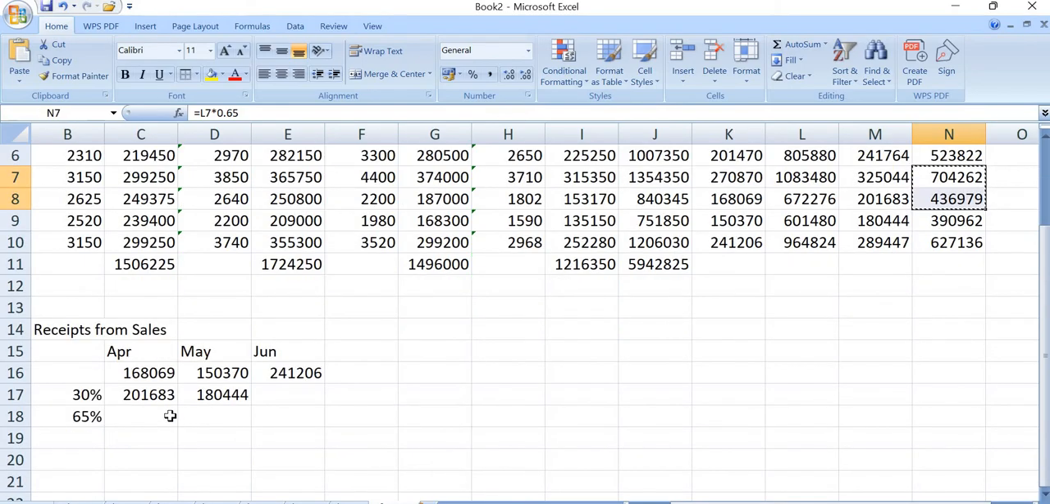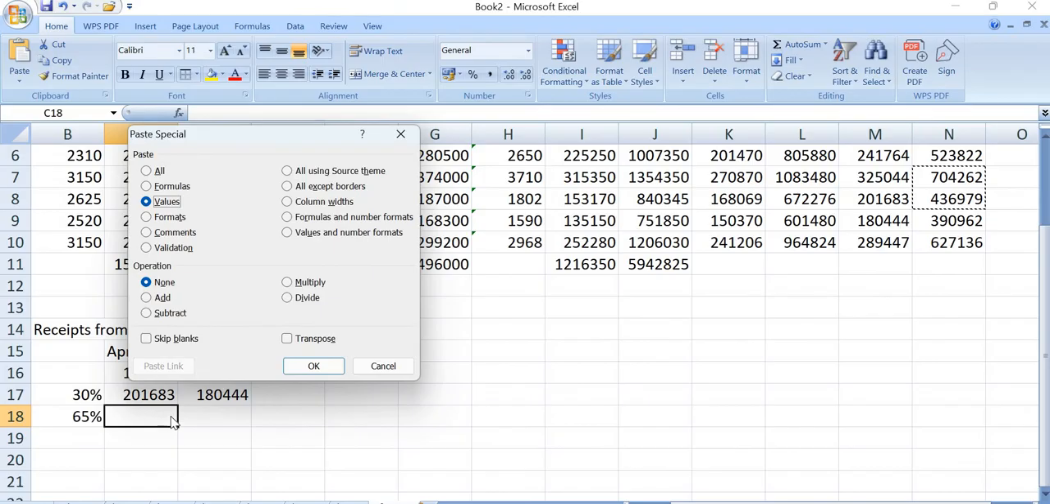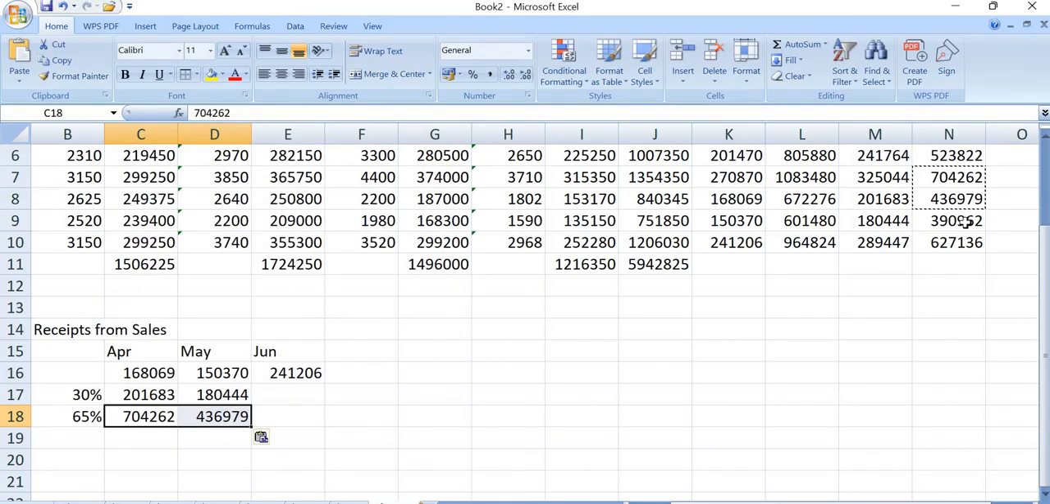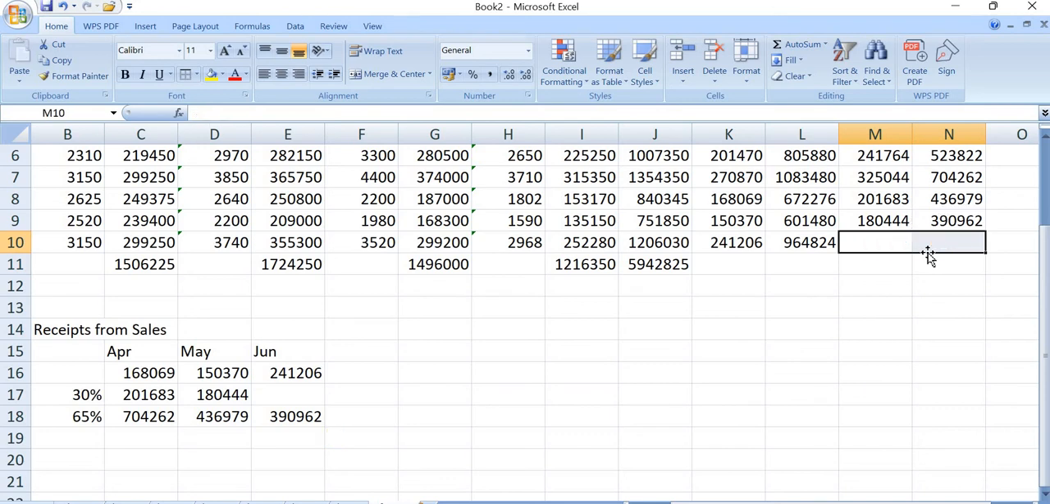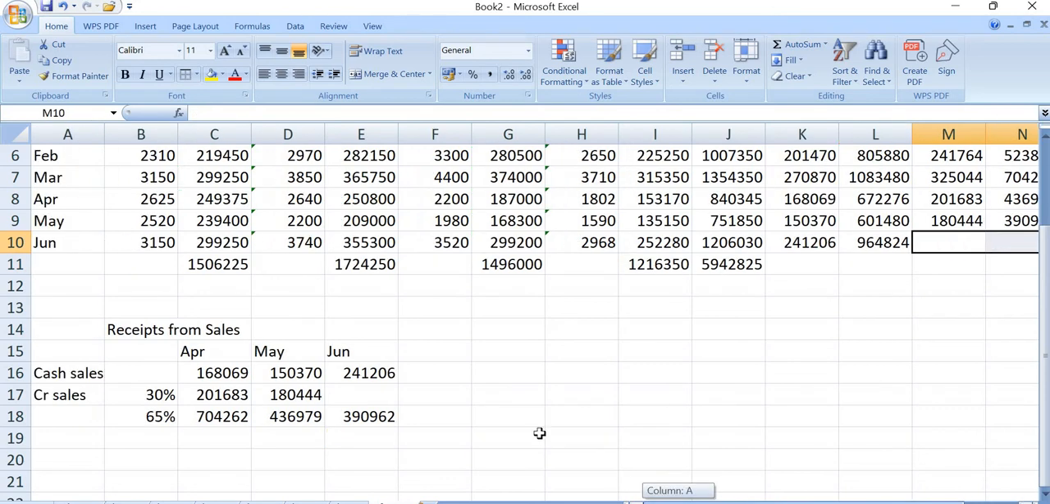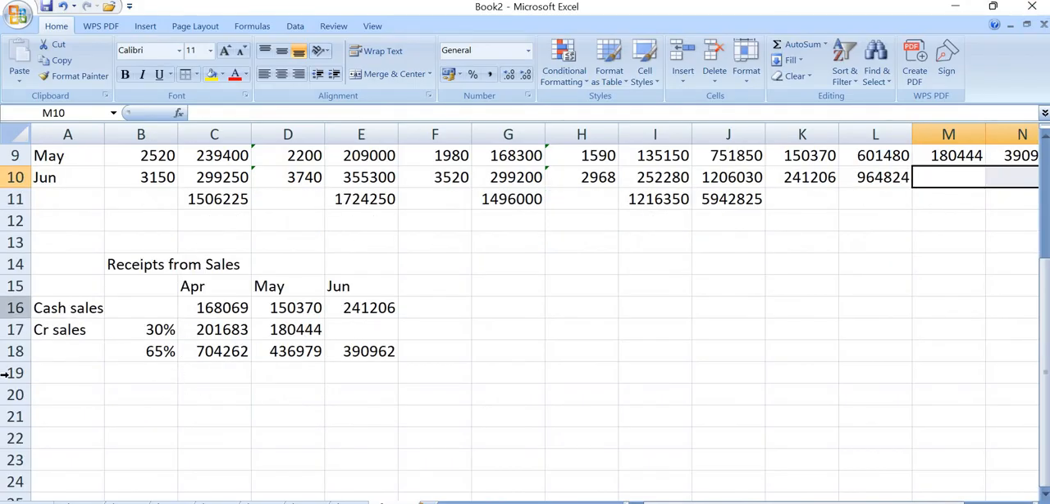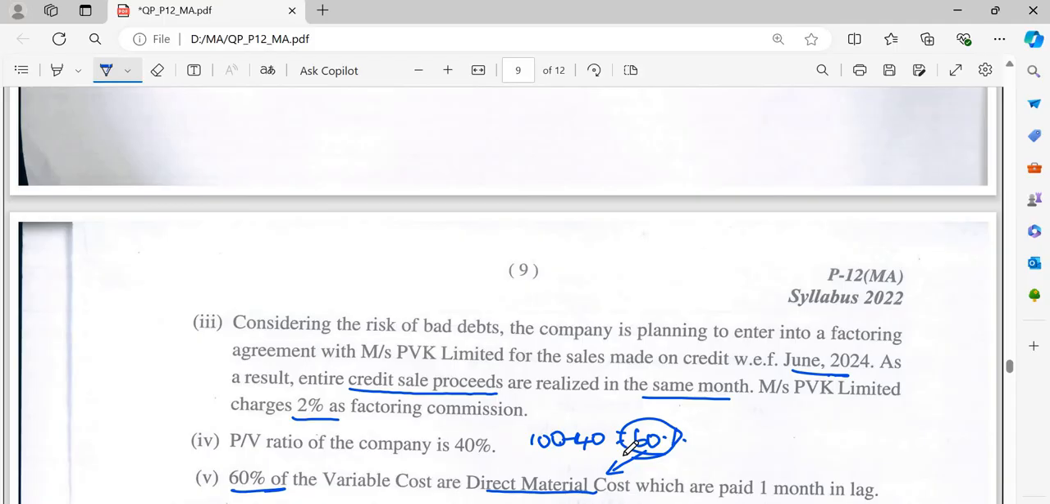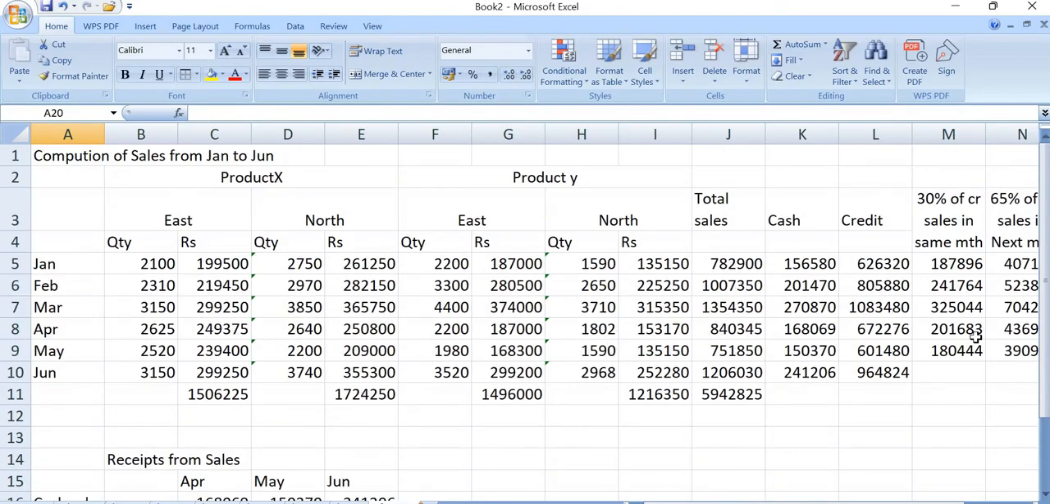So this is relating to 30%, right? So remaining 65% we are collecting in next month. That is for March we will be collecting in April, and for April we will be collecting in May. So for May month credit sales we will be collecting in June. So this one I need to enter. For June, 30% I'm not going to consider because here we are going for factoring. So I will delete this so that you won't get unnecessary confusion. So here we are entering into factoring.